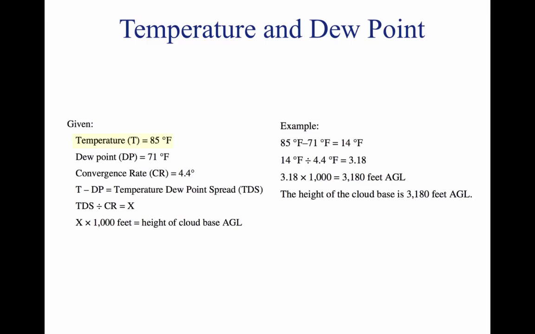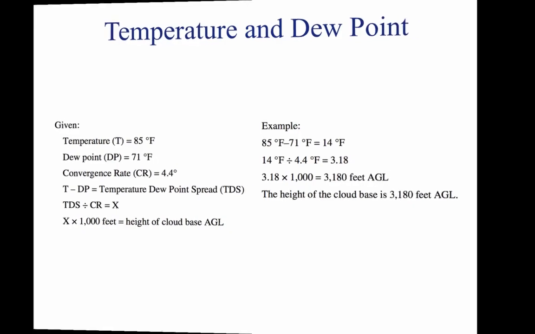As shown above, with an outside air temperature of 85 degrees Fahrenheit at the surface and dew point at the surface of 71 degrees Fahrenheit, the spread is 14 degrees. Divide the temperature-dew point spread by the convergence rate of 4.4 degrees Fahrenheit and multiply by 1,000 to determine the approximate height of the cloud base.